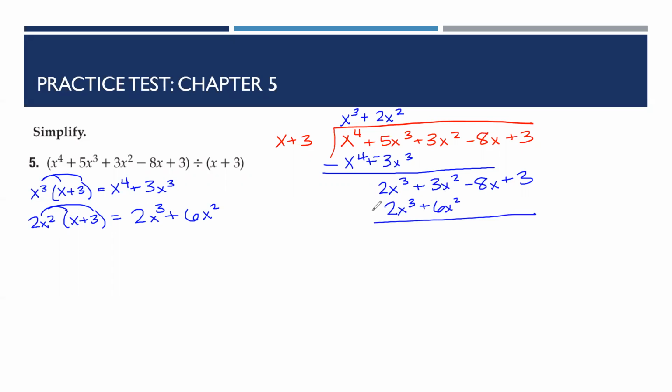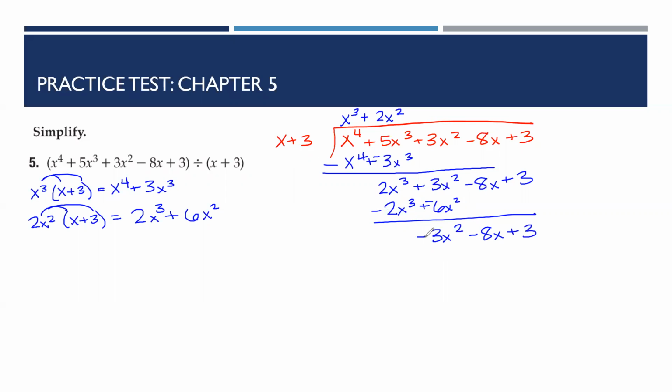And remember, I am subtracting this, both of these terms. So 2x cubed minus 2x cubed, well, that's 0. 3x squared plus negative 6x squared is going to be negative 3x squared. Okay, and then I bring down minus 8x plus 3.